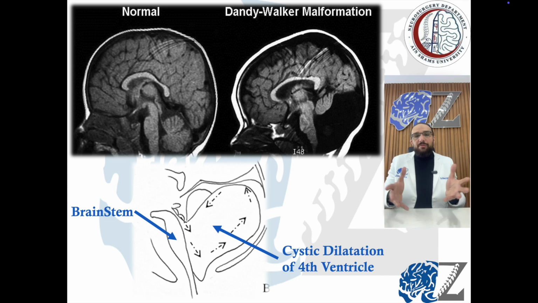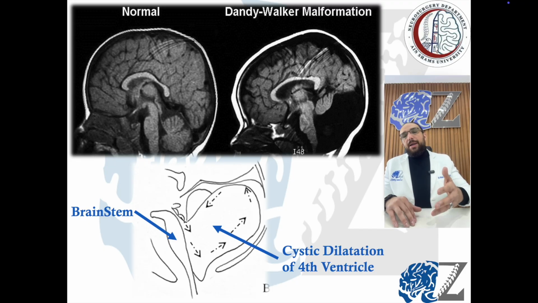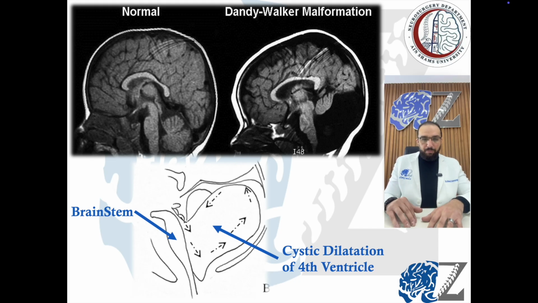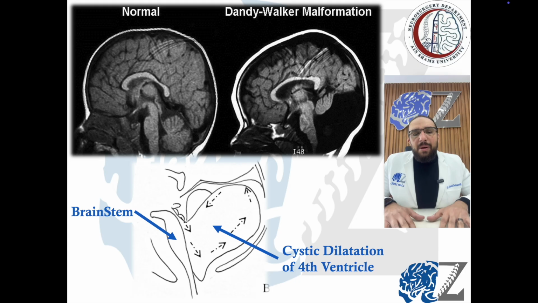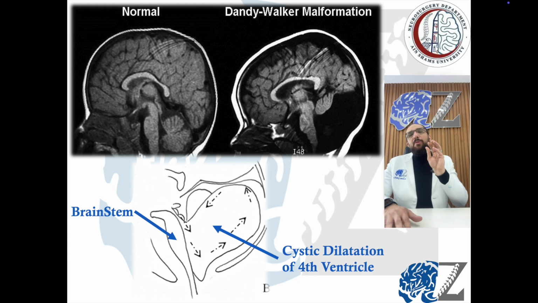What is the story of this disease? What is the problem of the Dandy-Walker? How can I describe a case as a Dandy-Walker case? To simplify everything, Dandy-Walker is characterized by the presence of three things. It's a problem in the posterior fossa of the patient.